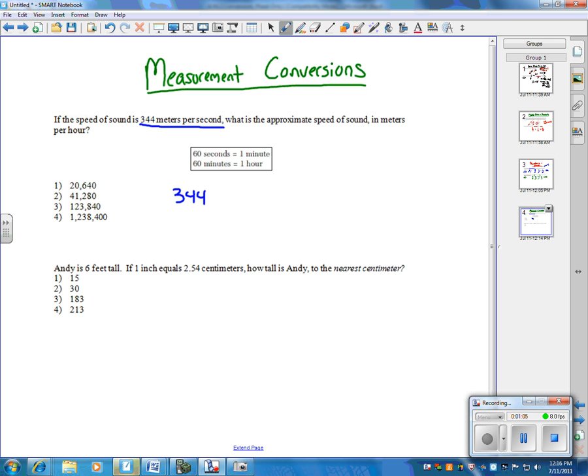So 344 is the rate. And then from there, we're going to multiply each one of these by 60. So to multiply by 60, we're going to get it to minutes. So we're going to multiply by 60 one more time because we got two conversions to do. So 344 times 60 times 60.